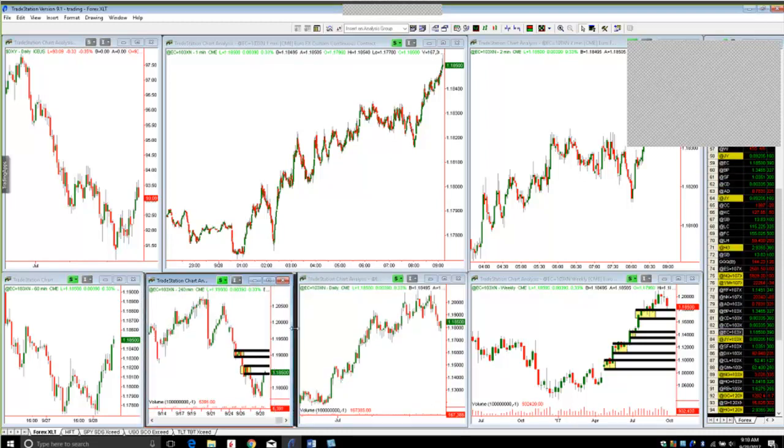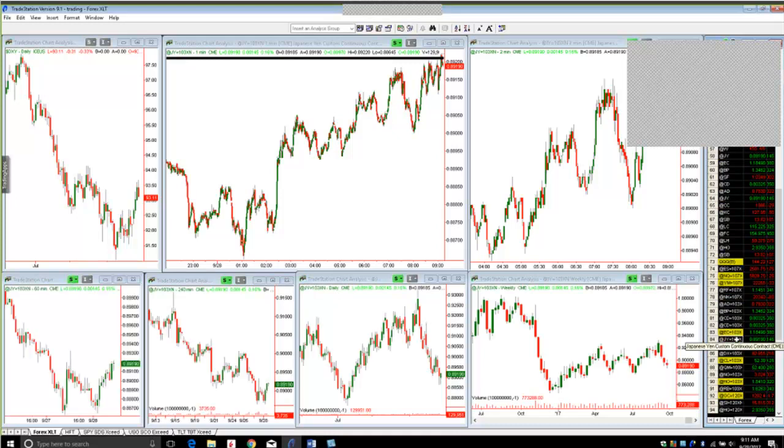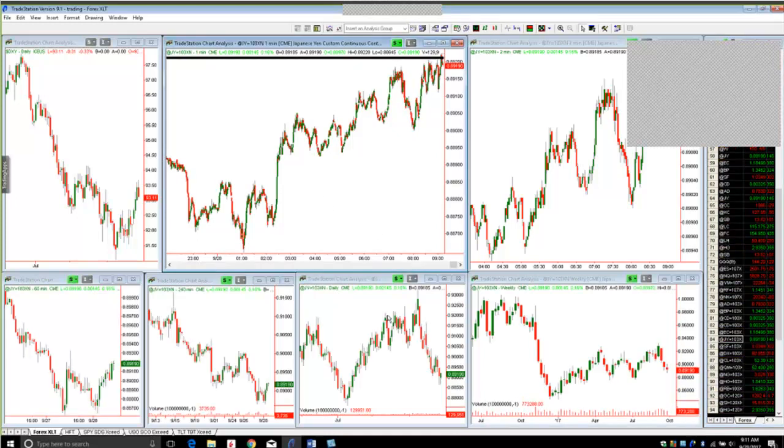Let me size that chart back a little bit. Okay. And let's go to some other FX markets. And again, if you have a market that you want to look at, no problem, just let me know. Here's the yen. I actually didn't have anything in the yen.